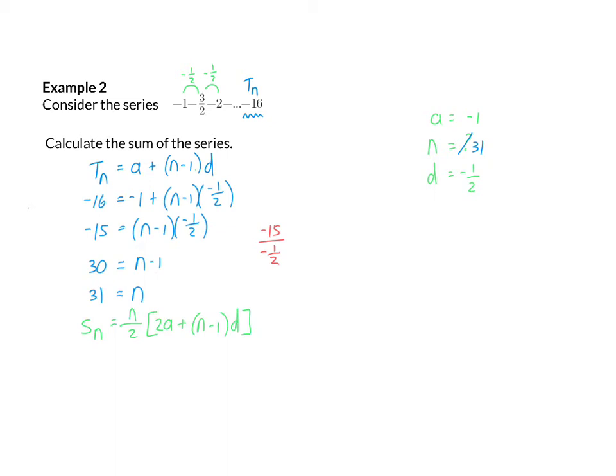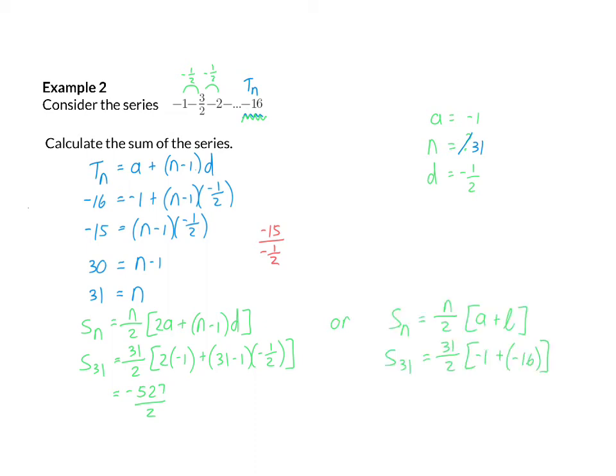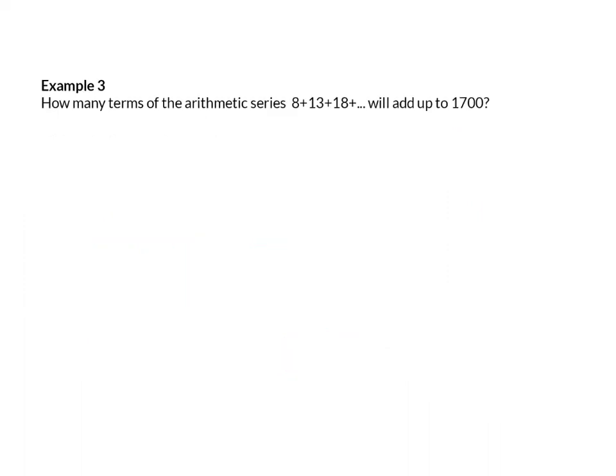I'm going to calculate the sum of 31 terms. And that will give us minus 527 over 2. Now, of course, because we had the minus 16, the last term, we could have also used the other formula. If we substitute into this formula, we will get exactly the same answer.